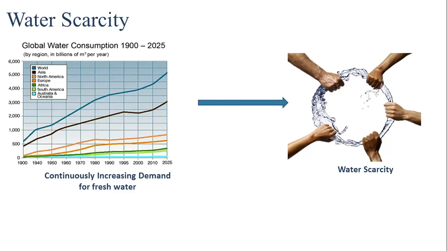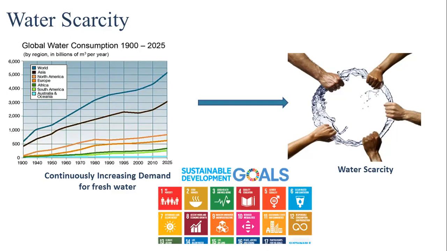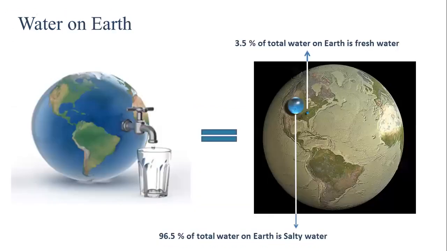scarcity. For this reason, all the countries are trying to have a sustainable water source for humans to have, and we also have to take into consideration that plants and agriculture need water as well. On Earth, we know that water is abundant, but only 3.5% of the total water on Earth is fresh water that we can actually use.